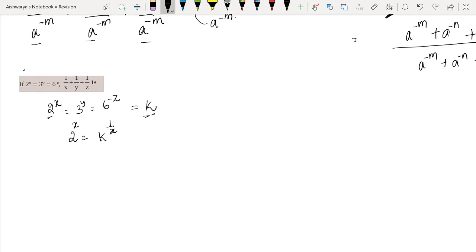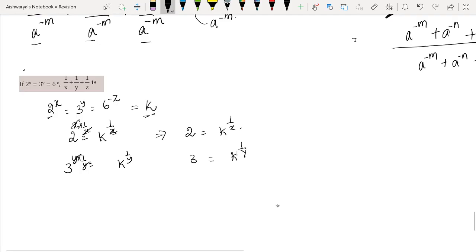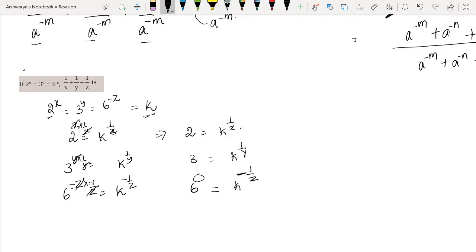So 2 is equal to k power 1 by x. Similarly, 3 power y is equal to k. So multiply by 1 by y on both powers. So this and this will get cancelled. So 3 is equal to k power 1 by y. Similarly, 6 power minus z is equal to k. So therefore, 6 is equal to k power minus 1 by z. There should be a negative. Only then this side will become positive, because you have to multiply with minus 1 by z and minus 1 by z. So this will get cancelled. Minus into minus will become plus. So this is what you will have here.